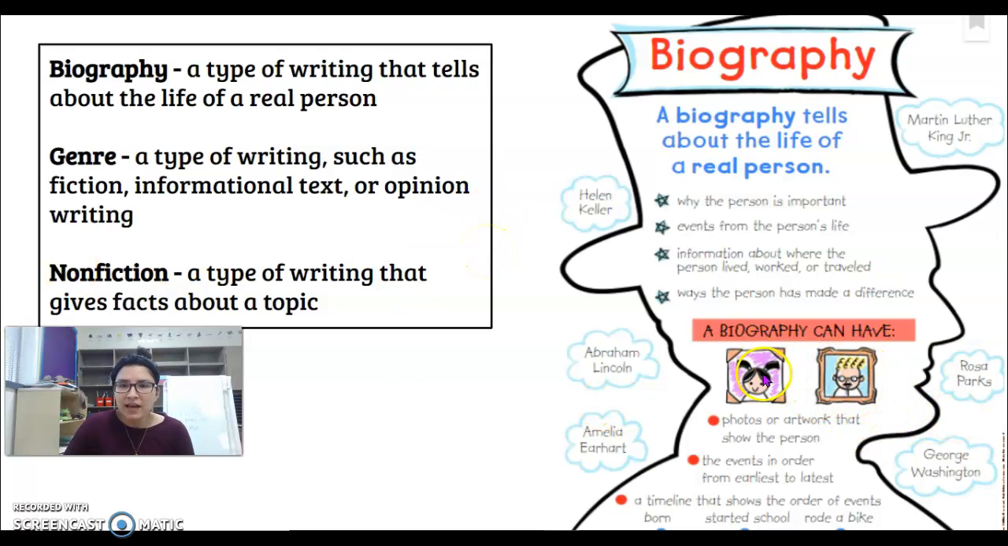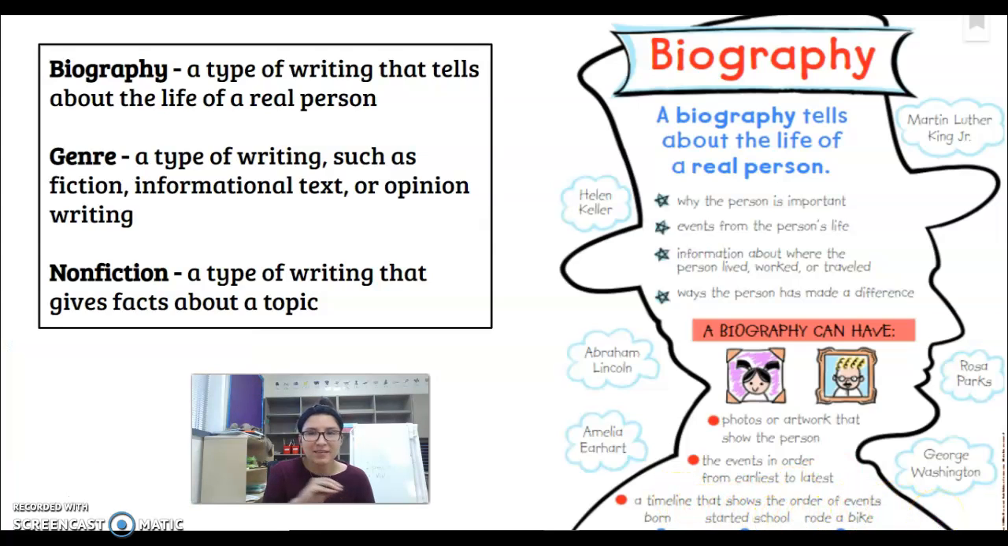A biography can have photos of that person. Did we see actual photos of Mr. Rogers? We did. The events in order from earliest to latest. We did, maybe not when he was a little kid, but whenever he was a little bit older and went to college, and then from there on out we learned about the rest of his life. So yes. A timeline that shows the order of events. Do you remember the last page where I showed you the timeline from when he was born? It's the different events in order, chronological order. Yes. All right.